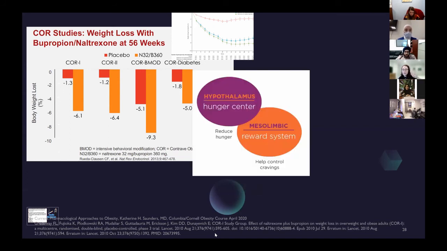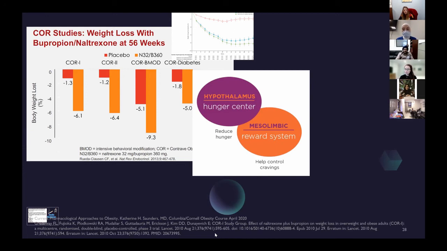Once again, we're going to be at about 5 to 10%. It works on the hunger center. So basically it's a norepinephrine activating pathway, which is going to increase your dopaminergic and noradrenergic response, and it works in your reward center. And what's great about the naltrexone is, remember how I was saying how food starts an opioid pathway?